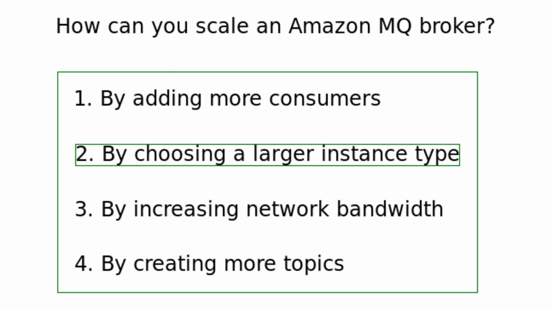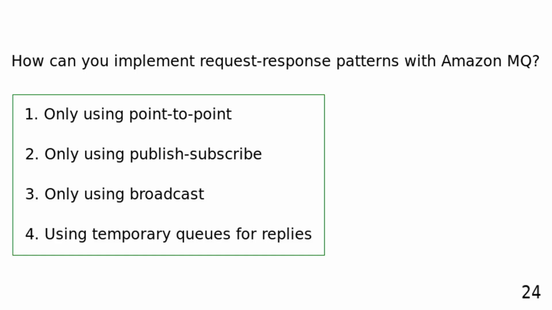To scale an Amazon MQ broker vertically, you can modify it to use a larger instance type, providing more CPU, memory, and network resources. How can you implement request response patterns with Amazon MQ? Only using point-to-point. Only using publish-subscribe. Only using broadcast. Using temporary queues for replies.